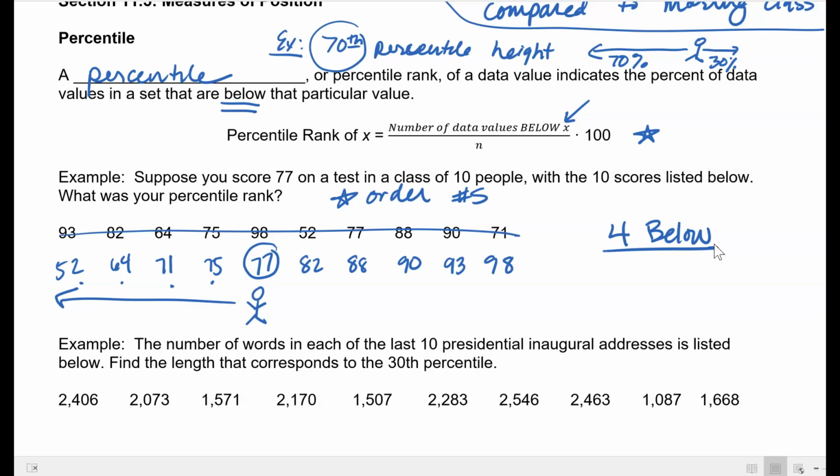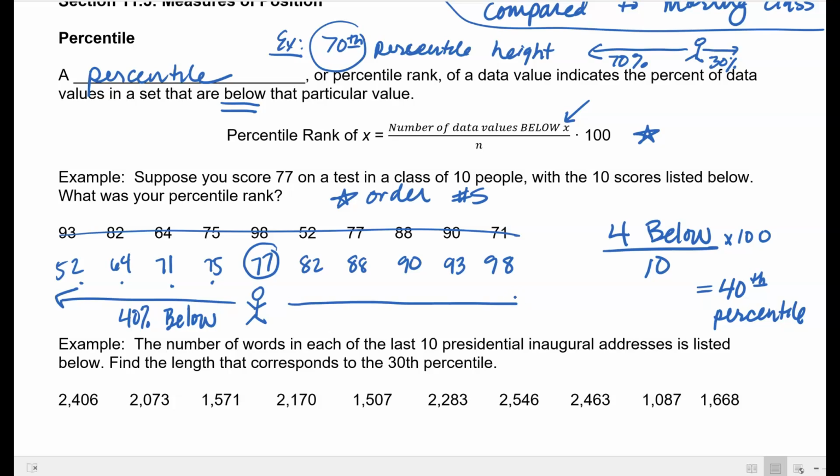That's divided by the total. There are 10 people in the class, so 4 divided by 10, and then times 100 since I'm looking for a percent, and I end up getting 40. So I'm in the 40th percentile, which means 40% of people scored below me, and 100 minus 40 is 60, so there's 60% above me. So it means I did not do so well on that test.